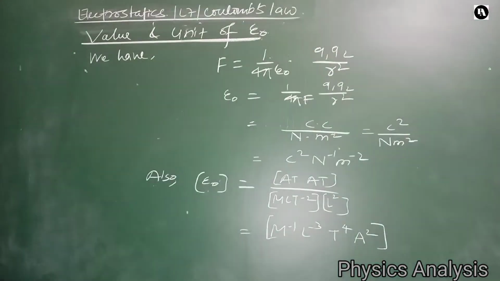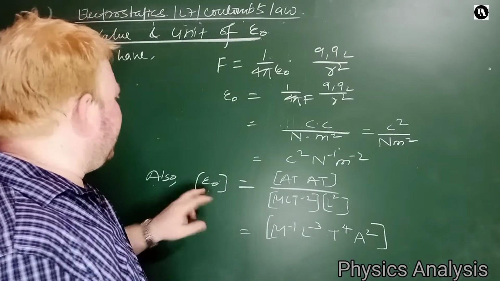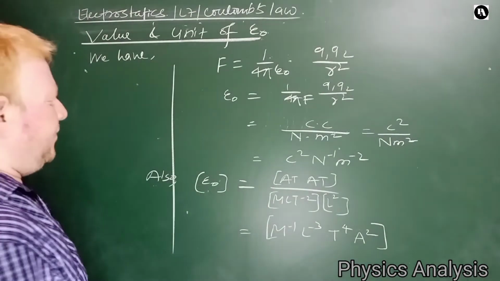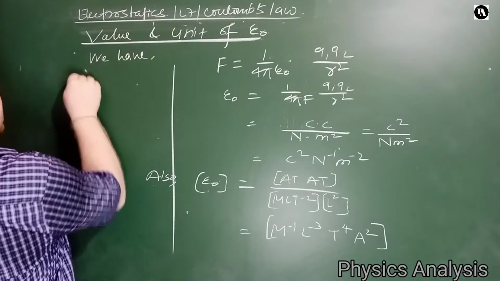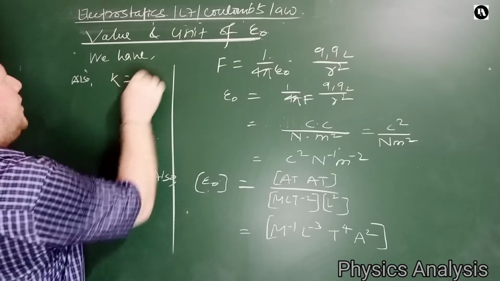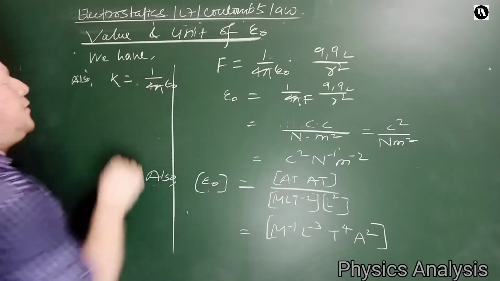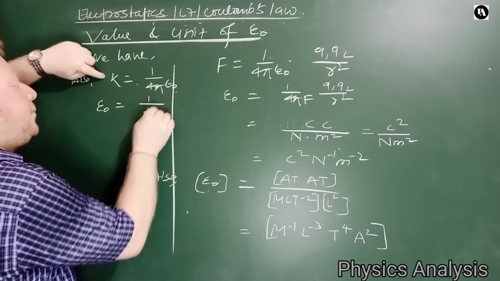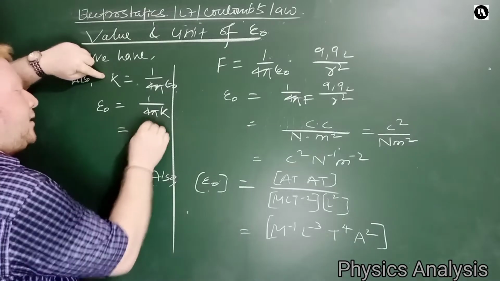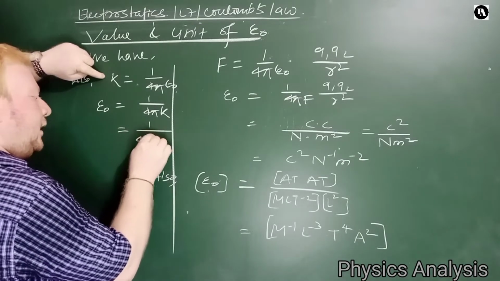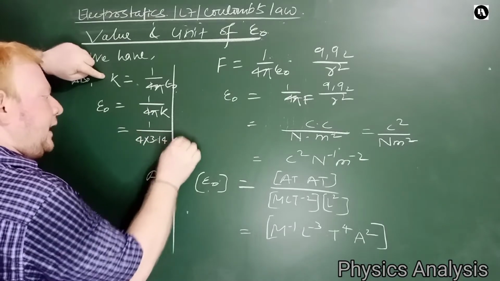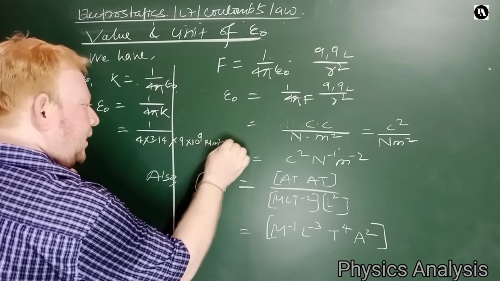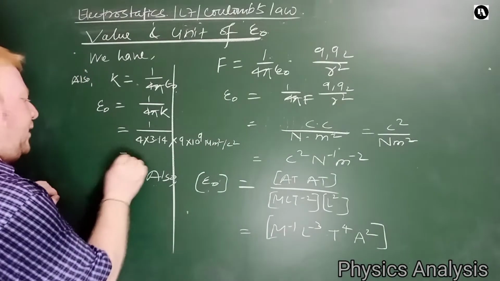Now value. How to find out the value of epsilon naught? Here only I can find out, right? Value of epsilon naught. See, children, k is equal to 1 by 4 pi epsilon naught, you know, k is equal to 1 by 4 pi epsilon naught. So from here epsilon naught you can take, epsilon naught is equal to 1 by 4 pi k, right, and this value you know, 4 into 3.14 into 9 into 10 to the power 9 Newton meter square per coulomb square.